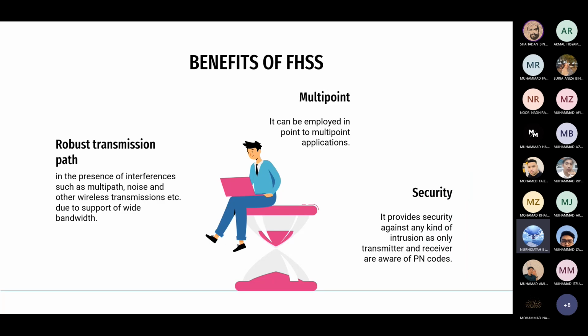The benefits of FHSS. It provides a very robust transmission path in the presence of interference, such as multipath, noise, and other wireless transmissions, due to the support of wide bandwidth. It can be employed in point-to-multipoint applications. It provides security against any kind of intrusion, as only the transmitter and receiver are aware of the PN nodes.